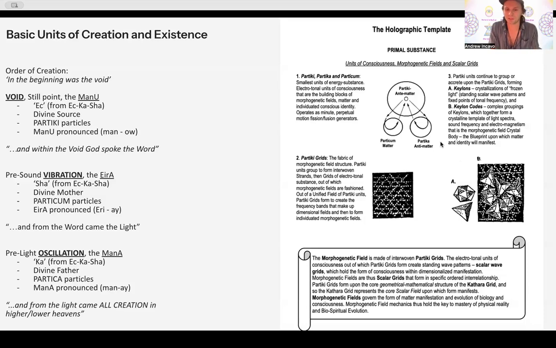So, let's continue on here. Number two, partichi grids, the fabric of the morphogenetic field structure. Partichi units group to form interwoven strands, then grids of electrotonal substance out of which morphogenetic fields are fashioned, out of a unified field of partichi units. Partichi grids form to create the frequency bands that make up dimensional fields and then to form individuated morphogenetic fields. So basically, in short, what they're saying in a lot of words is we have particum, which is divine feminine, we have the partica, which is divine masculine, and then we have the partichi. These units all interact with each other to make these partichi grids, right? And these grids are what all of creation comes from.